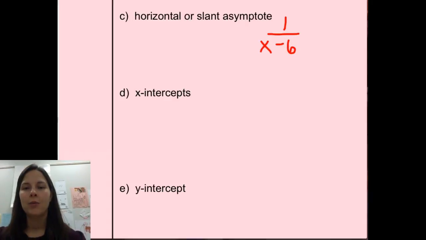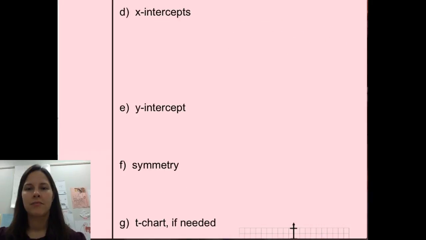Horizontal or slant asymptote, we can look at the simplified version of the function, 1 over x minus 6, which reminds me of the parent function y equals 1 over x. Because the degree is larger in the denominator, the horizontal asymptote will be y equals 0. Just like for the parent function, the inverse and the inverse square have a horizontal asymptote at y equals 0.